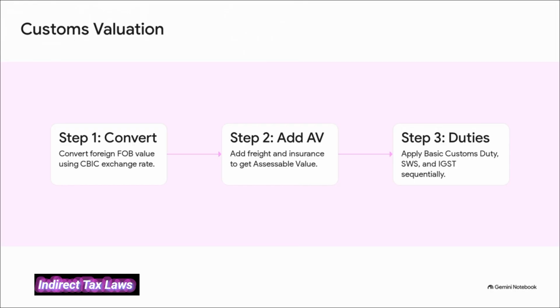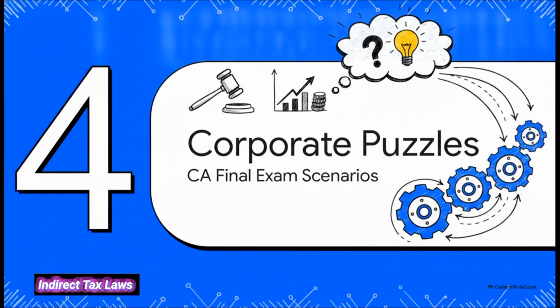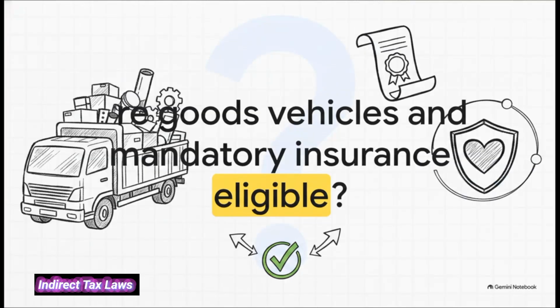The really brilliant part here is that the IGST you pay at the border actually qualifies as eligible input tax credit domestically, which completely prevents duty cascading across your international supply chains. Section 4. Real-world corporate puzzles. All right, enough theory. Let's stress test this architecture with some real-world scenarios straight from high-stakes CA final examinations.